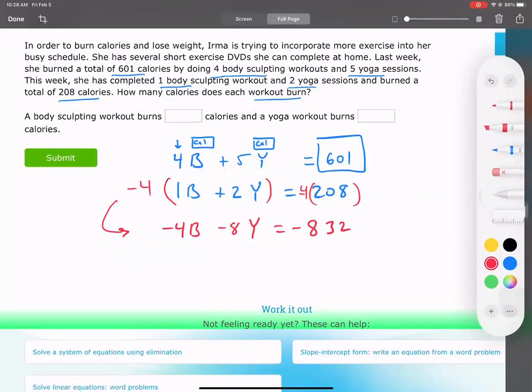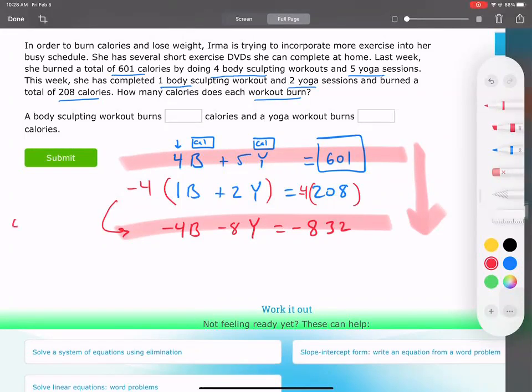Now we're going to combine these 2 equations. If you remember in elimination, we add these 2 down. If you want to rewrite this on the side, folks, write 4b plus 5y equals 601 and negative 4b minus 8y equals negative 832, please feel free to, because it's a lot more obvious to see that the 4b's now cancel out. We could do that, but I want to save you time. I want to convince you this isn't a lot of work. So that's why I'm not rewriting it.